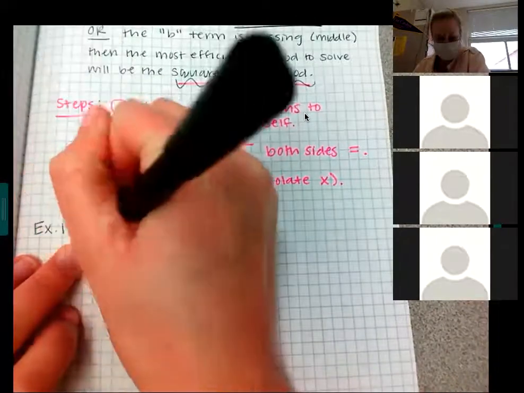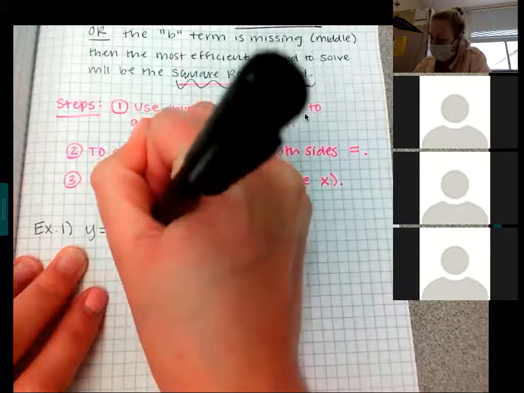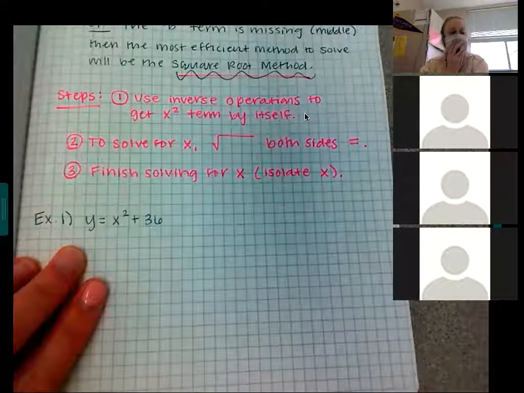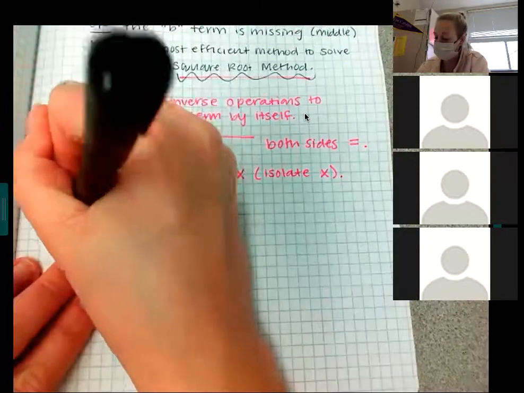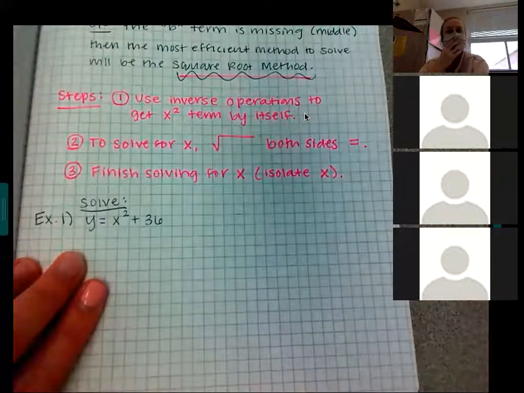All right, listen up, kiddos. Copy this down. Example 1, you're going to find the x-intercepts. We're going to find the x-intercepts. We're going to solve it. Anytime your instructions say to solve, right now, that means we are finding the x-intercepts.